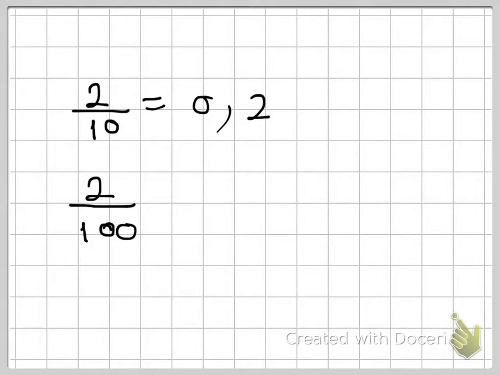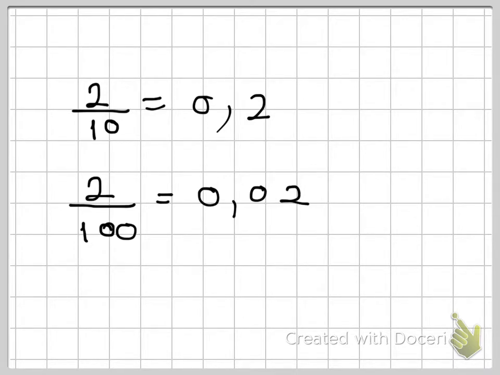Next example, something similar just to make it clear for all of you: 2 hundredths. How do I go about writing 2 hundredths? Simple. Remember our place values. I don't have any wholes, so I put a 0 there, comma, 0. Why 0 and not a 2? Because that is the tenths column, and then I'd put the 2 for the hundredths column.